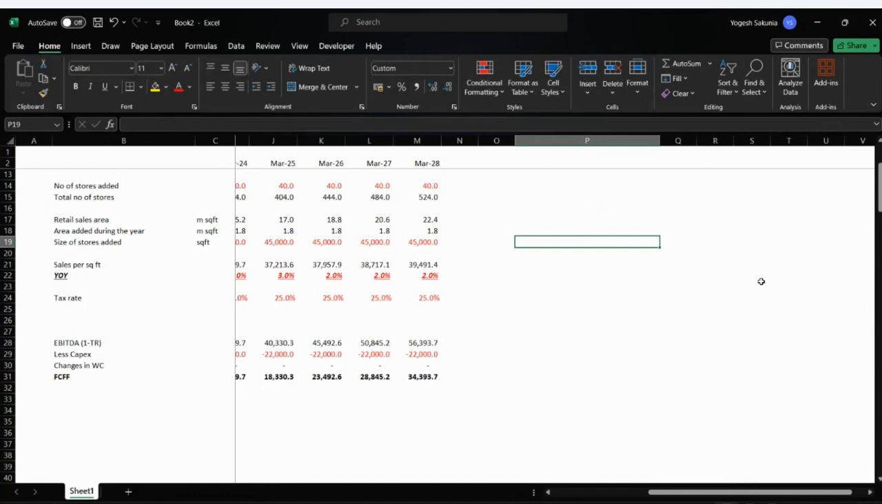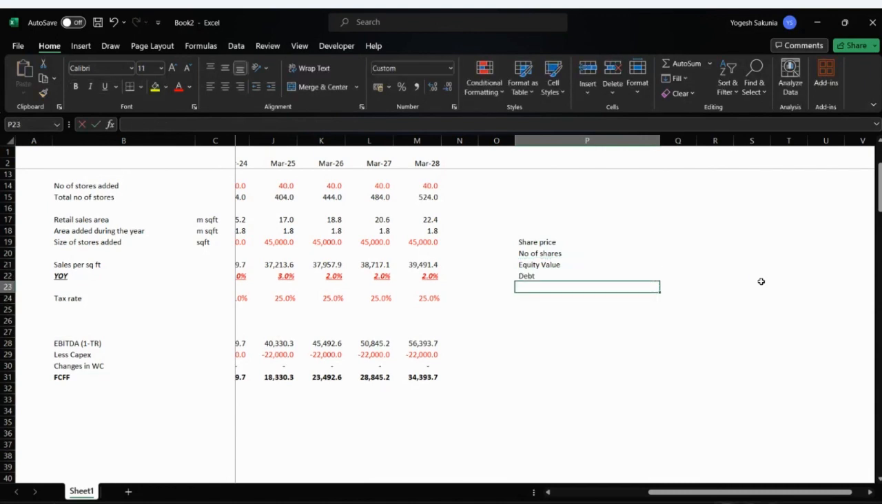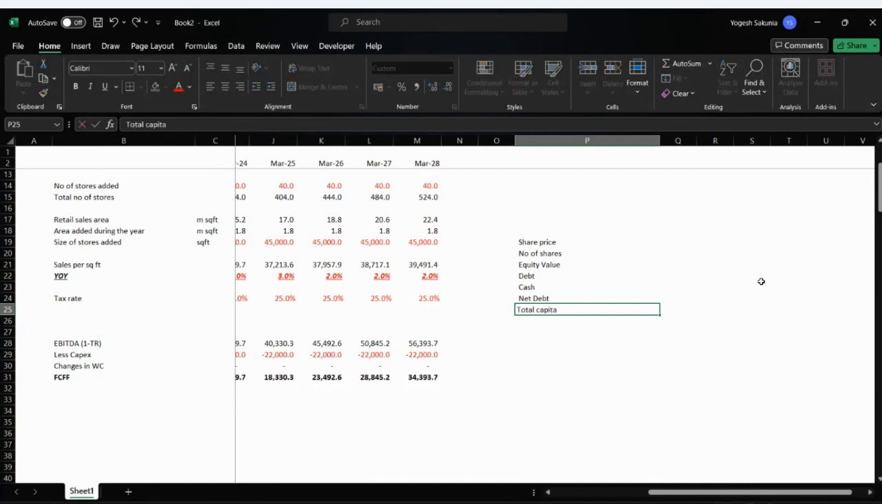So to get the weight of equity, first we need the share price. Share price, then number of shares, equity value, right? Then we need debt, then we need cash, then we'll get net debt. Finally, you will get the total capital. Some people use the gross debt, they don't do the net debt. Some people do net debt. We will stick to net debt.